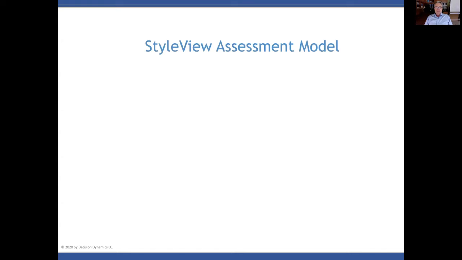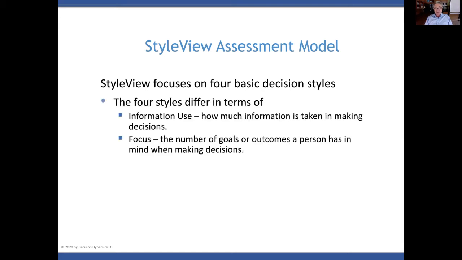The StyleView assessment model defines 4 basic decision styles. And those 4 styles differ from each other in 2 important ways. One way is the amount of information that's taken into account when people go about making decisions. People are highly variable in this. Some people keep the focus on just a very few pieces of pertinent information. Other people take in lots of information.